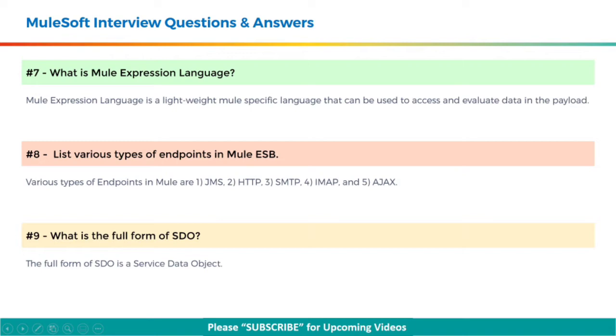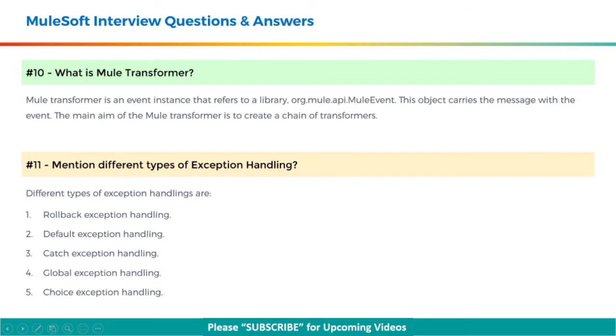Next, what is the full form of SDO? The full form is service data object. Next, what is Mule Transformer? Mule Transformer is an event instance that refers to a library, org.mule.api.MuleEvent. This object carries the message with the event. The main aim of the Mule Transformer is to create a chain of transformers.